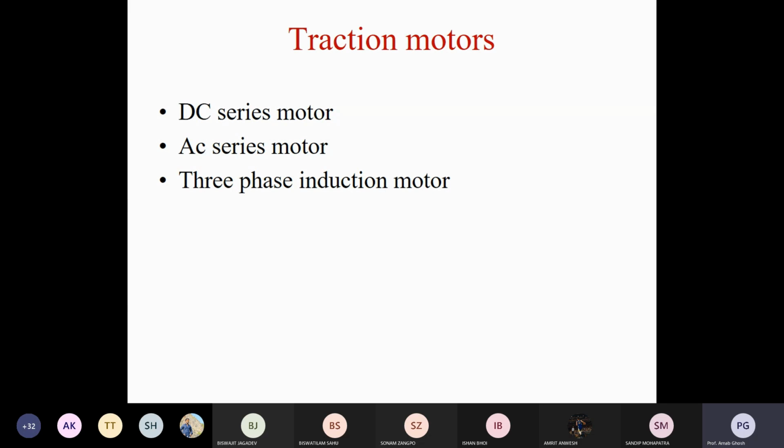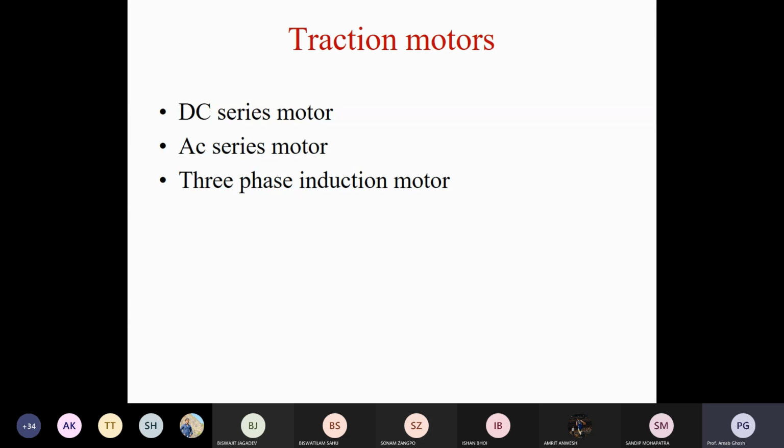If the traction motor is an AC series motor, the same control idea, the same power electronics converter, may not be used. It's not to be used. In that case we have to design inverter based control. Then the three phase induction motor: again it is a three phase motor, so we have to think about the vector control of the motor.